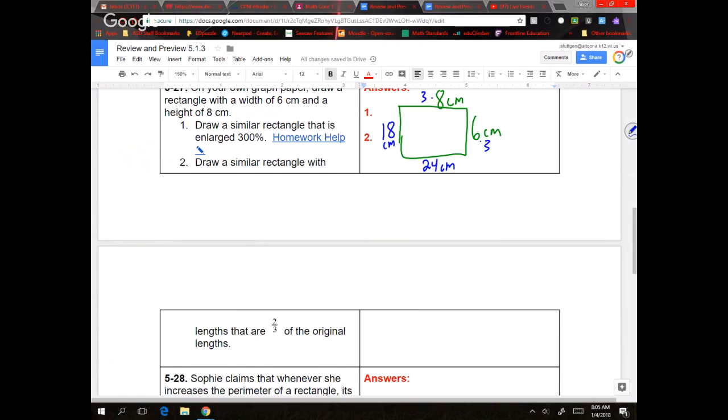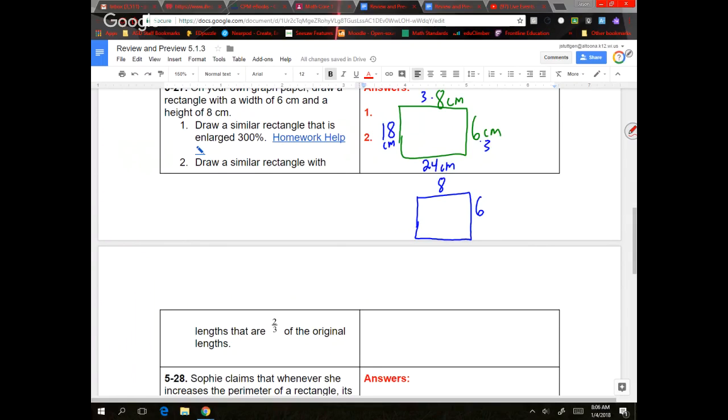Okay? And then it says draw a similar rectangle with lengths that are 2/3 of the original. So I should know 2/3 is getting smaller. It's not going to get larger this time. Okay, so it's going to be smaller than the original. So here's how I'd go about solving that one. I'd start with the 6. Okay, and I'm just going to draw the same rectangle down here so I don't have to do it on the same one. And I'll do this one in red.